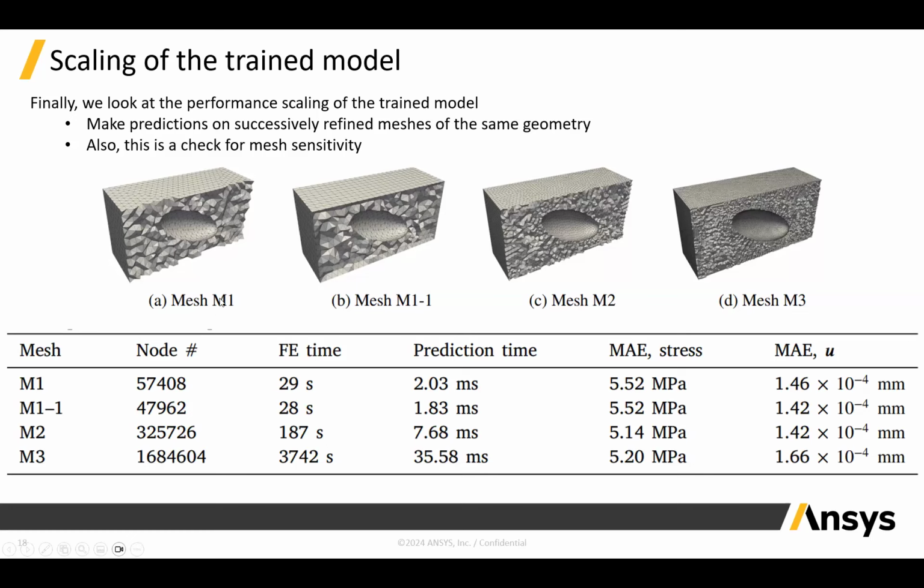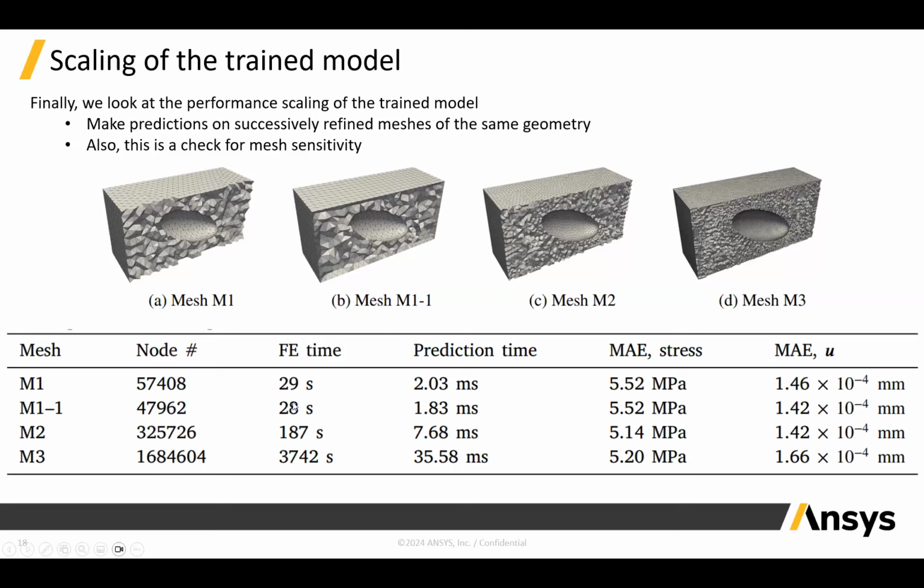So that's mesh M1 and M1-1. We basically changed the face meshing method, so the mesh is a little different, still the same element size. And then for mesh 2 and 3, we reduce the element size so that we get more and more elements, progressively refined meshes from M1, M2, and M3. So we list all of those there, and you can see the number of nodes went from about 48,000 on the smallest mesh all the way up to about 1.7 million nodes in the finest mesh.